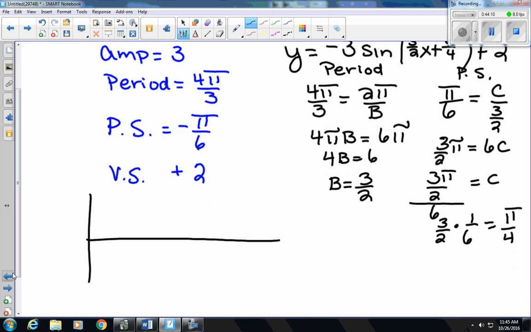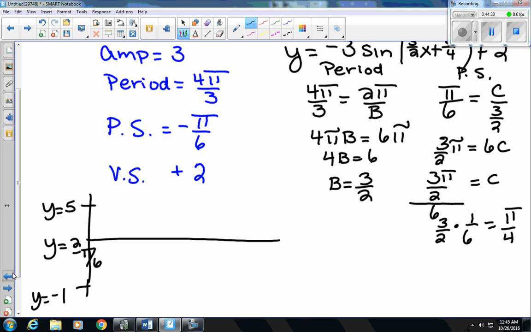So the phase shift is negative pi over 6, so we're going to start that down here. I have a vertical shift up 2, so this would be y equals 2. And I have an amplitude of 3, so what's my max? Y equals 5. And what's my min? Y equals -1.